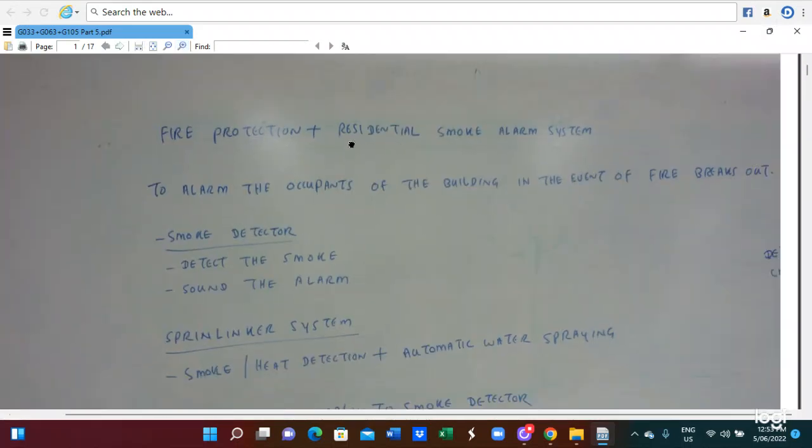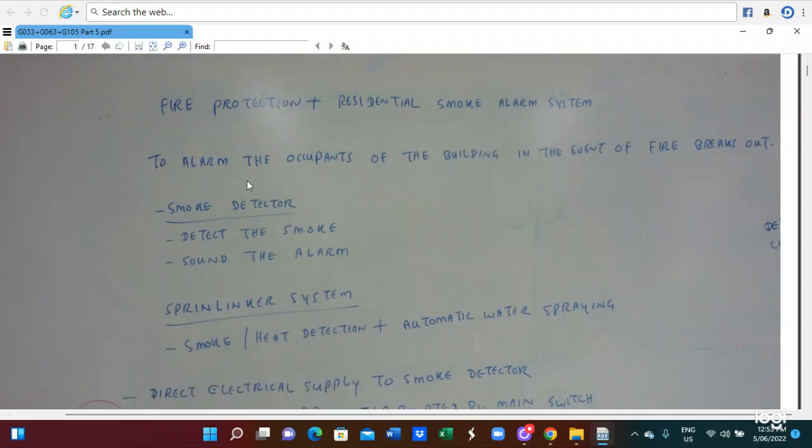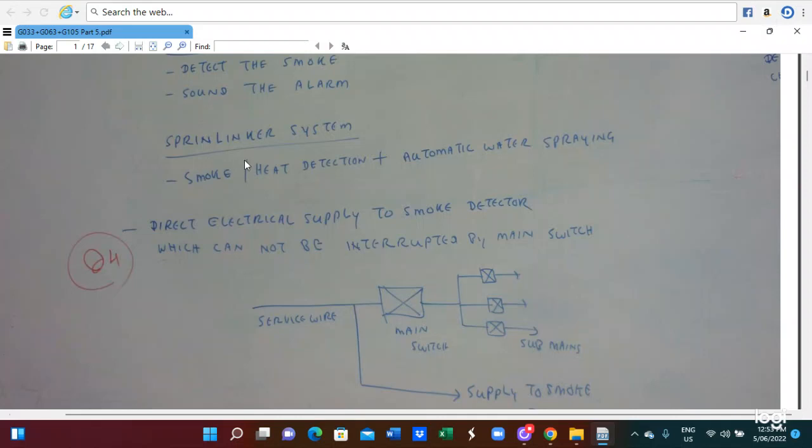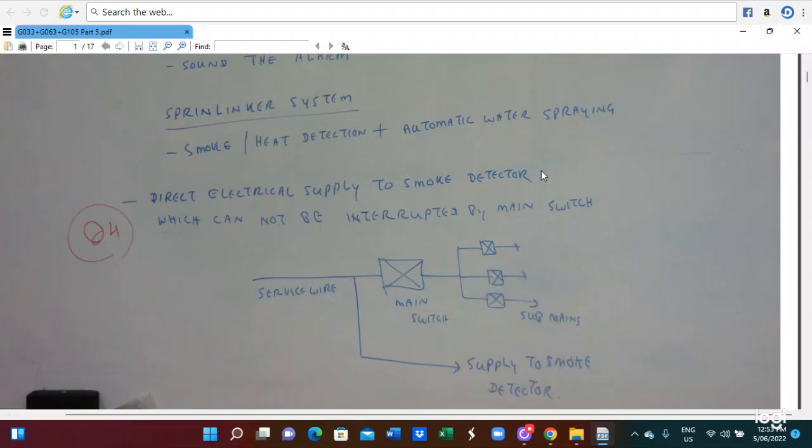So we are talking about fire protection and the residential smoke alarm system. It alarms the occupants of the building in the event of a fire breakout. The smoke detector detects the smoke and sounds the alarm. We also utilize the sprinkler system, smoke and heat detection, and an automatic water spraying system.